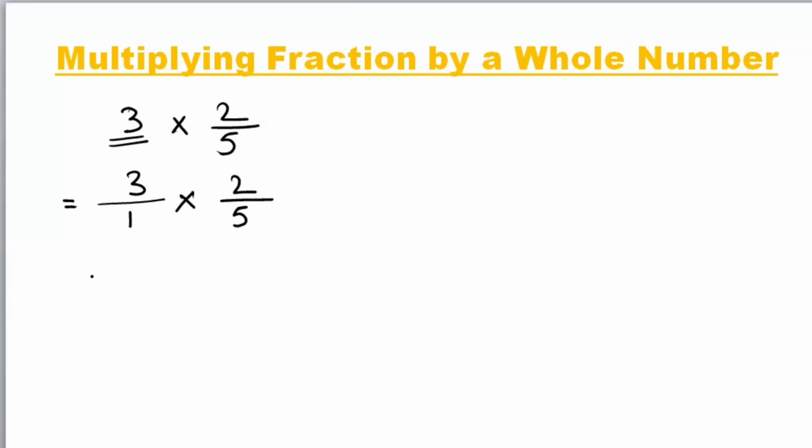Then we simply proceed as we know. We multiply the numerators: 3 times 2 will be 6, and 5 times 1 will be 5. And what do we get here? It's an improper fraction. It means we have to change it into a mixed number. We can't leave our answer like this. So how can we change it? It will become 1 and 1 over 5.